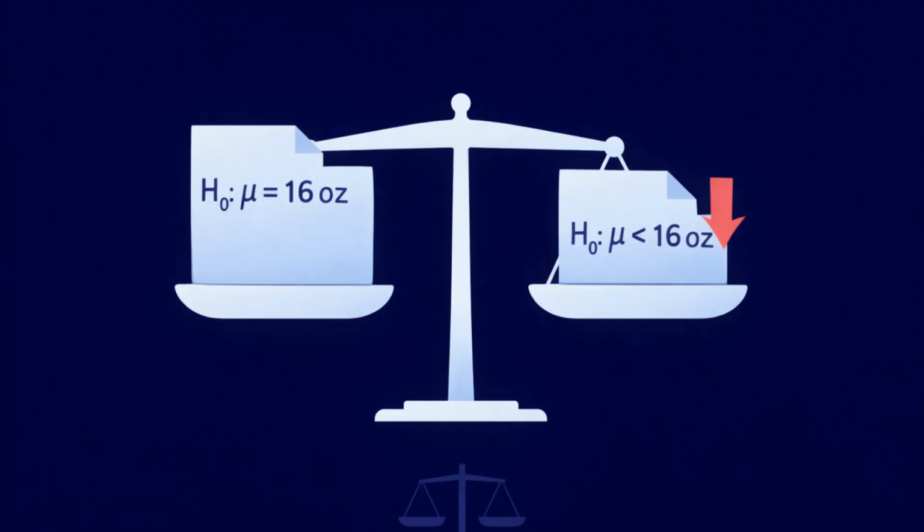If instead we suspect the company is underfilling the boxes, the alternative hypothesis states that the population mean is less than 16 ounces. The null hypothesis remains the equality statement. Only the direction of the alternative changes based on the question.